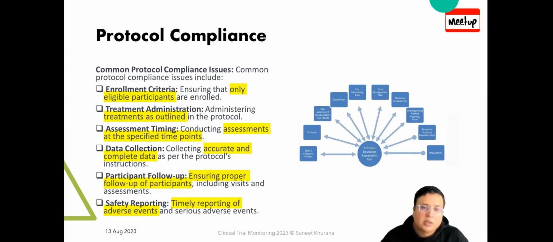Okay, so the next one, common protocol compliance issues. What kind of protocol deviations happen on sites mostly? The number one is eligible participants. People enroll participants and then they don't look at all the eligibility criteria. They're intentionally or unintentionally missed.